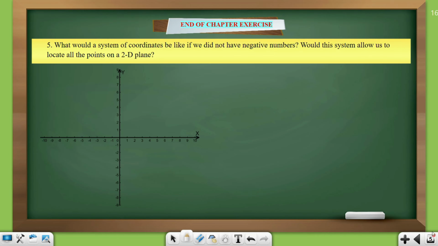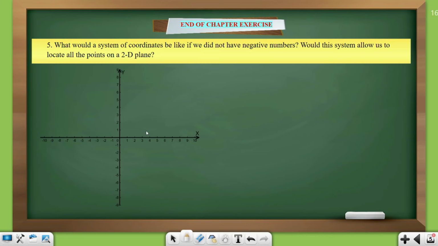Okay, the next question is, what should a system of coordinates be like if we didn't have negative numbers? Would this system allow us to locate all the points on the two-dimensional plane? So here they are supposed to ask two questions. In the first question, what they are trying to ask is, what would a system of coordinates be like if we didn't have negative numbers?